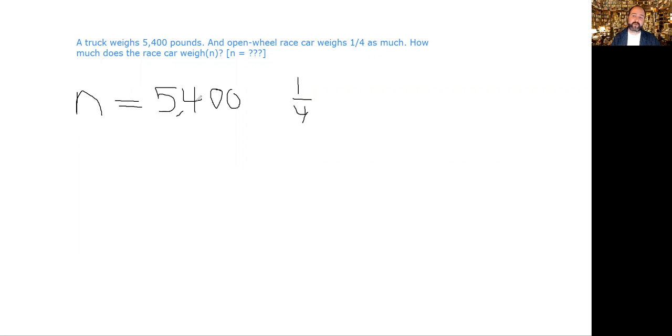If it's 1/4 of 5,400, if you divide it, that's the same thing as saying 5,400 times 4, right? You can switch it like that. And that's going to make that a really big number and make this race car really heavy. So you do not want to divide it, right?